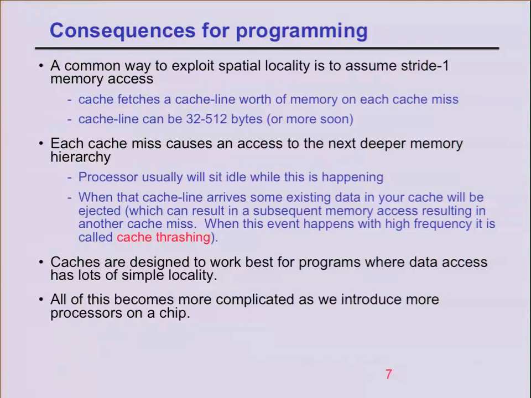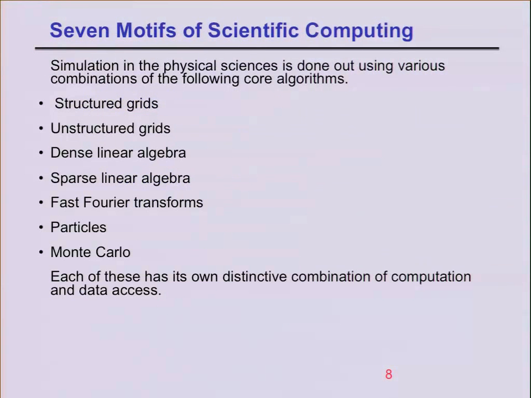And then if it turns out you really did need it after all, then it gets right back in, and this is called thrashing, and it really slows things down. Caches are designed to work best for programs where data access has lots of simple locality, and all this becomes more complicated as we have more processors on a chip. And even at 24 processors, it's not easy. So this is the context.